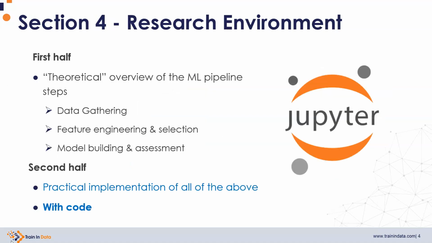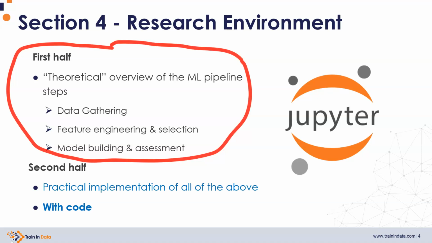Section 4 is a deep dive into the research environment. It is organized in 2 parts. In the first half of this section, we cover a theoretical overview, if you want, of the machine learning pipeline steps, including data gathering, feature engineering and selection, and how to train the model and evaluate its performance.